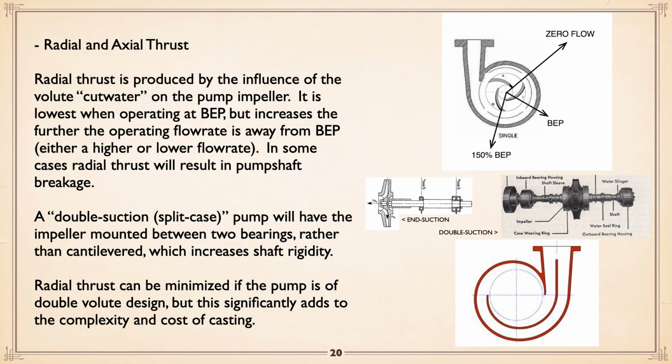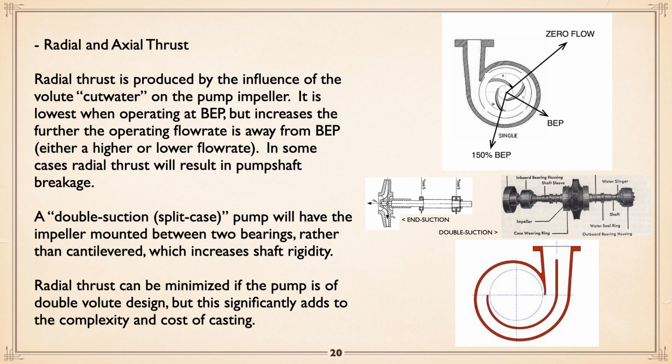Now, let's talk thrust. Radial and axial. Radial is at right angles to the shaft. Axial is in line with the shaft. Now, you can see with a volute type pump, where the cutwater is, at zero flow is when you get your worst axial thrust, roughly in that direction and fairly high. At best efficiency point, it's virtually dead opposite the cutwater and quite a bit lower. And at 150%, you can see the direction and the amount.